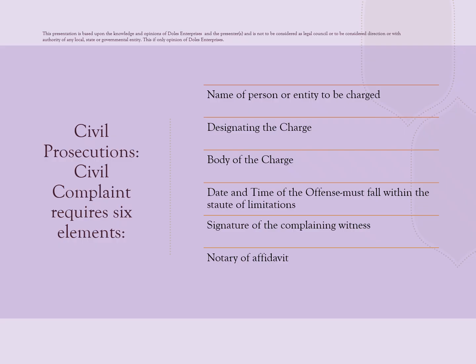Date and time of offense. Each complaint must contain an allegation regarding the date and time of the offense. For ordinance violations, the date must fall within the statute of limitations. Signature of the complaining witness. Each complaint must be signed by an individual, either an inspector or a witness. Finally, number 6, notary or affidavit. Depending on the jurisdiction, a complaint may need to be verified by the person signing it, that is, sworn to under oath that the information contained therein is true and correct.